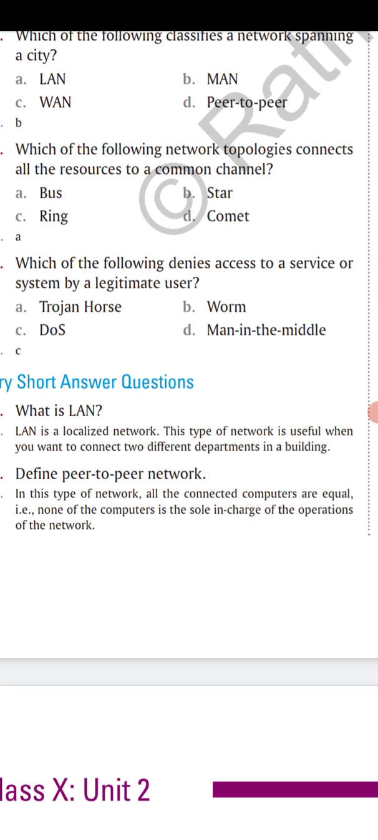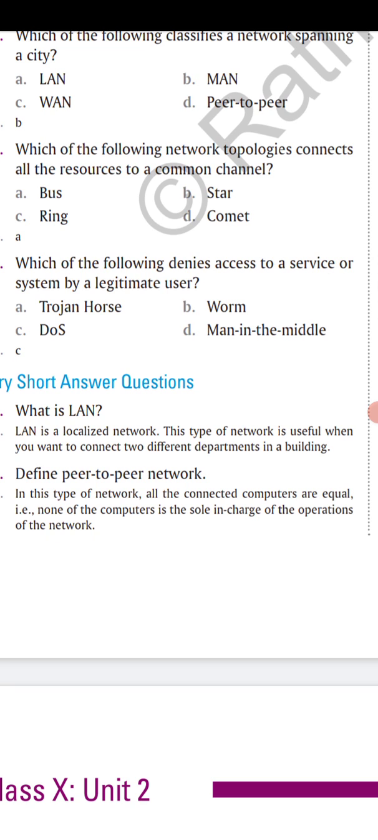You should know what a LAN is, and you know well that LAN is a local area network. So you should always keep in mind the LAN full form, and that LAN is a localized network. If you write only this, that LAN is a localized network, your answer will be right. So please students, follow the questions very carefully, learn all the things very carefully.